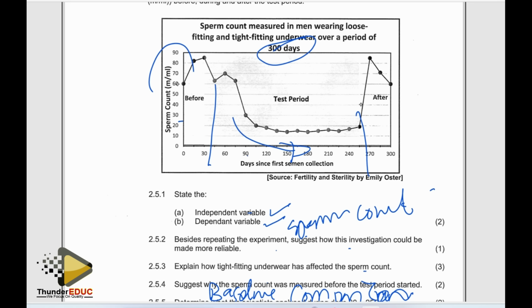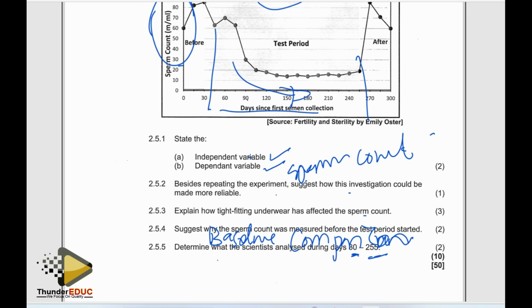So you can't quote this. You can quote this, but you can't quote this. You can't say that decrease from 60. No, now you're just telling us what is on there. So there is a decrease from 30 to 90, and then it becomes almost constant until 255. That's what they analyze, what the scientists analyzed.